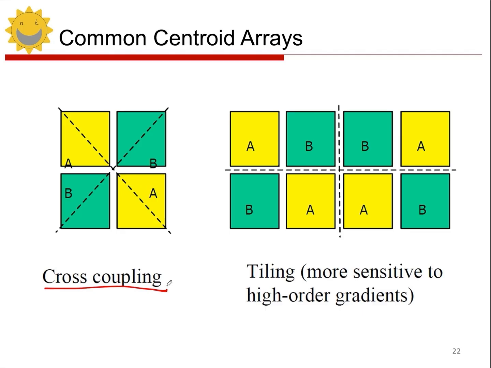Then we can also decompose A and B more. If we decompose more, what will happen? We can suppress higher order gradient distributions. As we mentioned earlier, this simple square cross layout can suppress a first order gradient, right? But if this gradient is not linear and is of a higher order, then we need to decompose the components even more. This way, we can suppress the changes in higher order gradients.